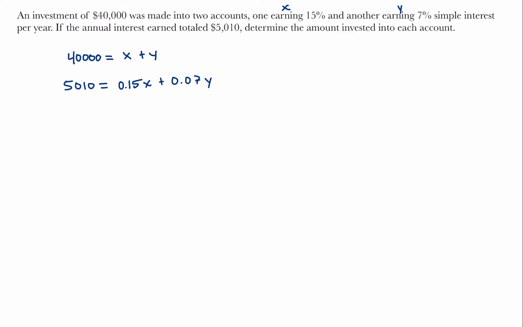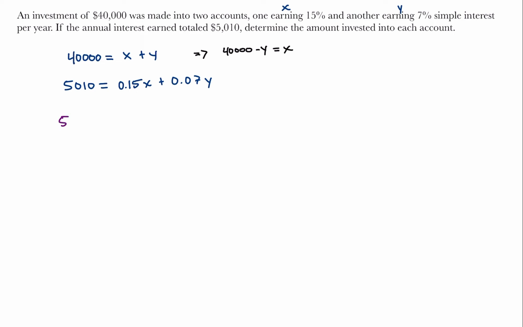Okay, now I've got my two equations, and I can solve for one of these variables. I'm going to use the substitution method here. So if I take this top equation and I solve it for X, I can say 40,000 minus Y is equal to X. And now I can take this and plug it into this second equation down here.